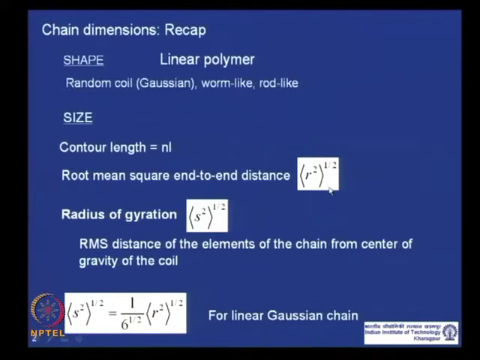And we also discussed radius of gyration, again a time average quantity, which is the root mean square distance of the elements of the different parts of the polymer chain from the center of gravity of the coil. You also found that there is a relation between the radius of gyration and the root mean square end-to-end distance. So if you find one, the other one you can get from this expression.